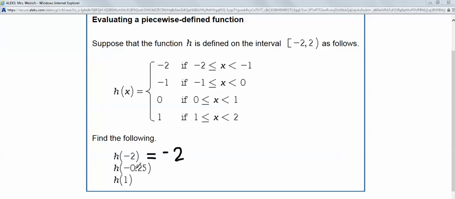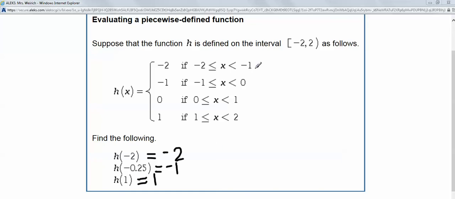If x is -0.25, so -0.25 is -1/4, that falls between 0 and -1. It's right in the middle, between 0 and -1. So my h of x is going to equal -1. If x is 1, the 1 would fall here because it's "or equal to" 1. It would not fall in this range because that does not include the point 1, because it does not have this line underneath here. So if x is 1, then h of 1 would be exactly 1.